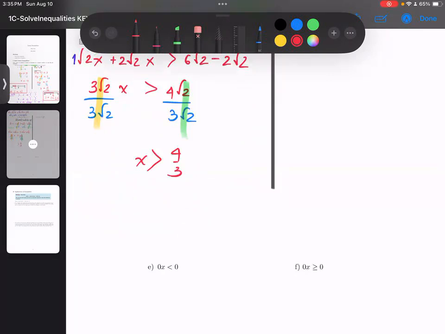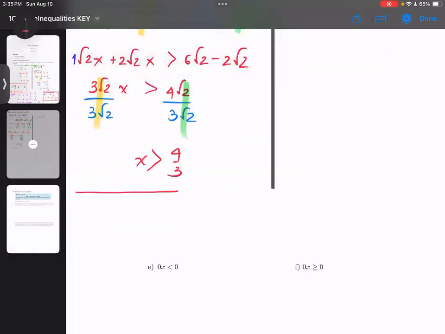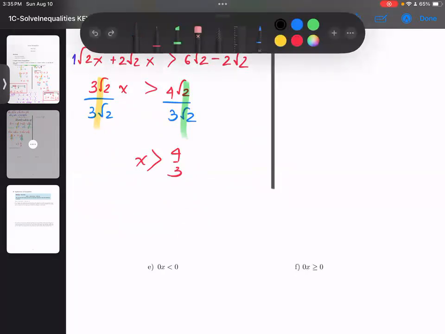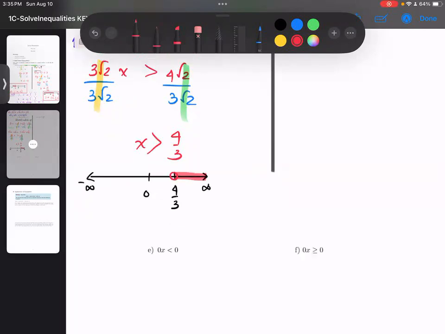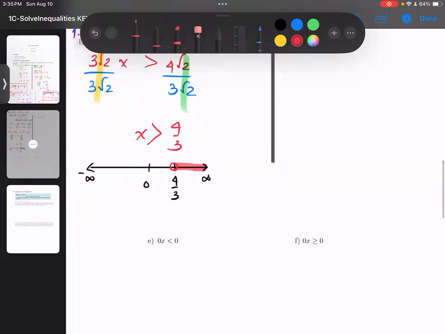Okay. So the graph looks like this. Negative infinity, positive infinity. 0 here, 4/3 there. x is greater than 4/3, so anything to the right of 4/3. Now we do not include 4/3. This is exclusively greater than, so I'm going to put a hollow dot here. We don't include 4/3. Close to it, but not included.